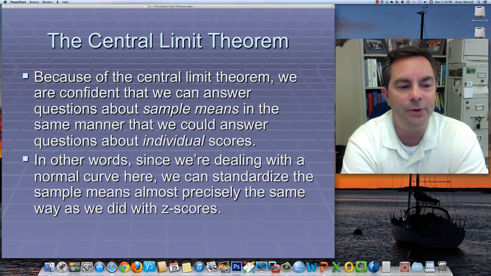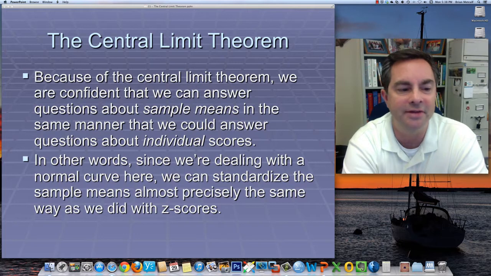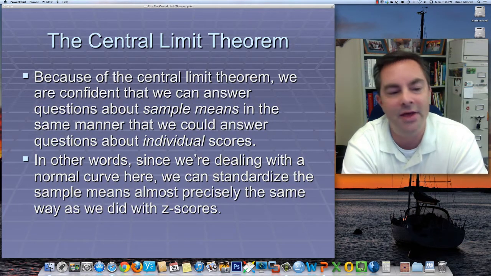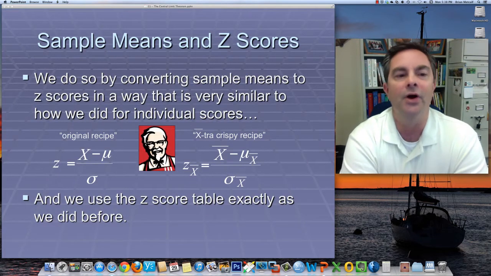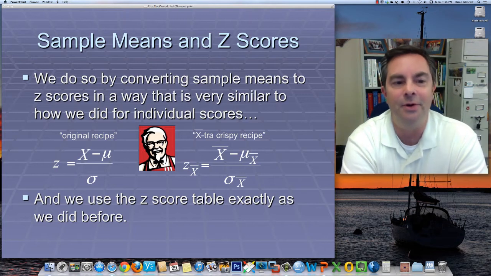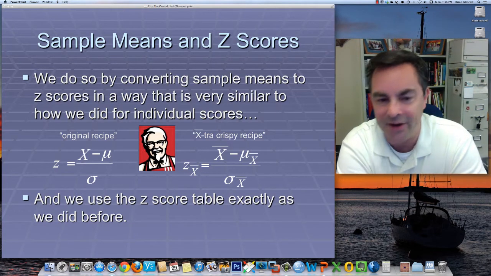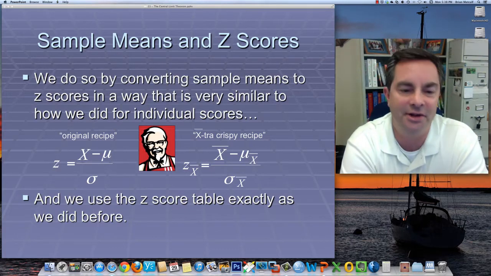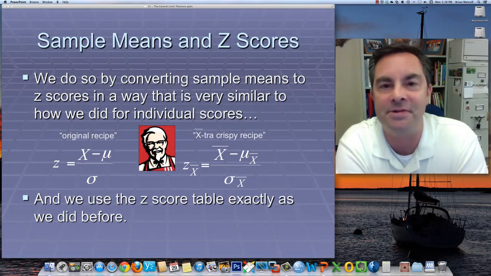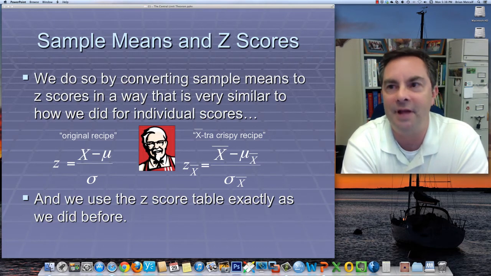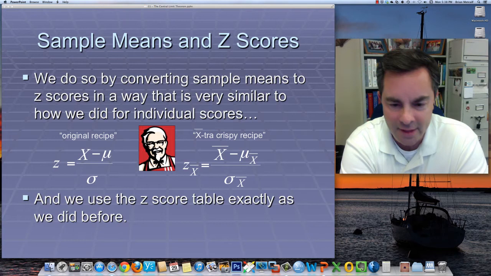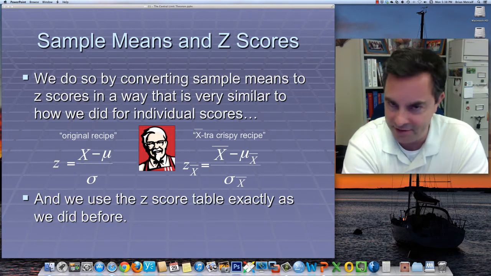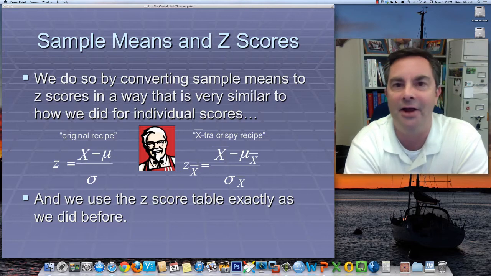Since we're dealing with a normal curve here, we can standardize the sample means almost precisely the same way that we did with the z-scores for individuals. So let's take a look at what I mean by that. We're going to be converting the sample means to z-scores in a way that is just about identical, with a couple of extra steps that you'll see in a second. The formulas are going to be just about the same. They look very similar. And of course the z-score table that we'll use remains the same. We'll use that same z-score table found in the back of your book.